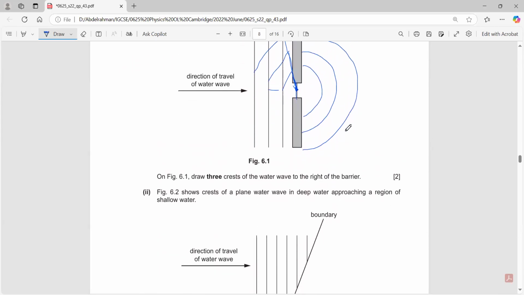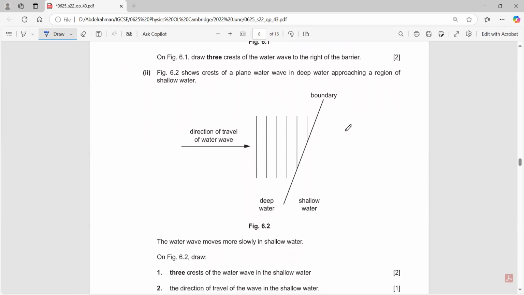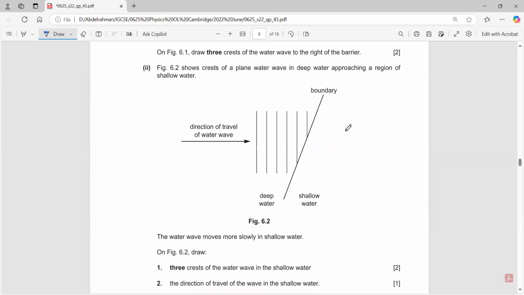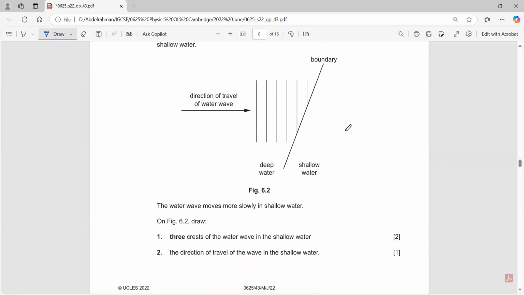Figure 6.2 shows crests of a plain water wave in deep water approaching a region of shallow water. So as you're moving from deep into shallow, the water wave moves slowly into the shallow water. Draw three crests of the water wave and show the direction of the wave in the shallow water. Okay, this is easy. What should happen? First of all, you should continue the direction of this wave. Just draw a straight line using a ruler until this wave reaches the barrier. So this is the direction.